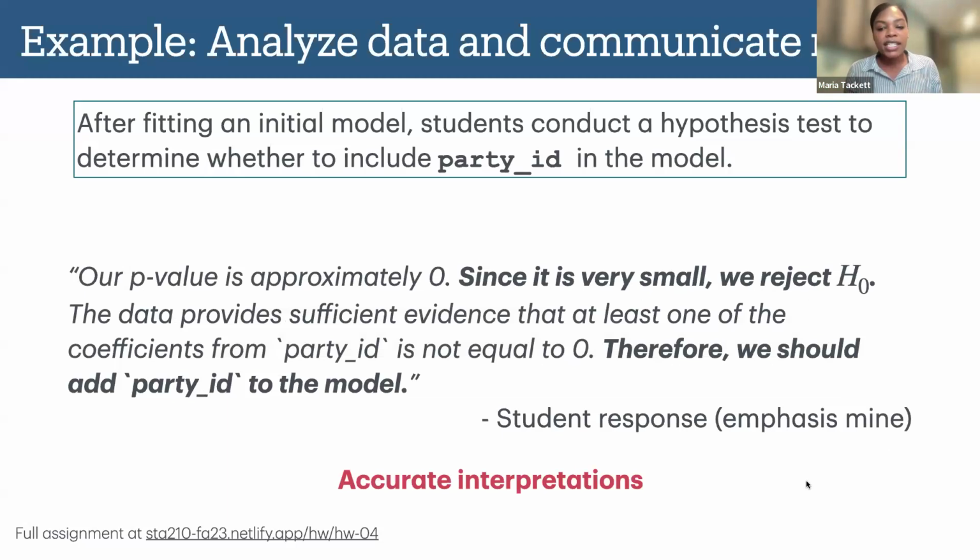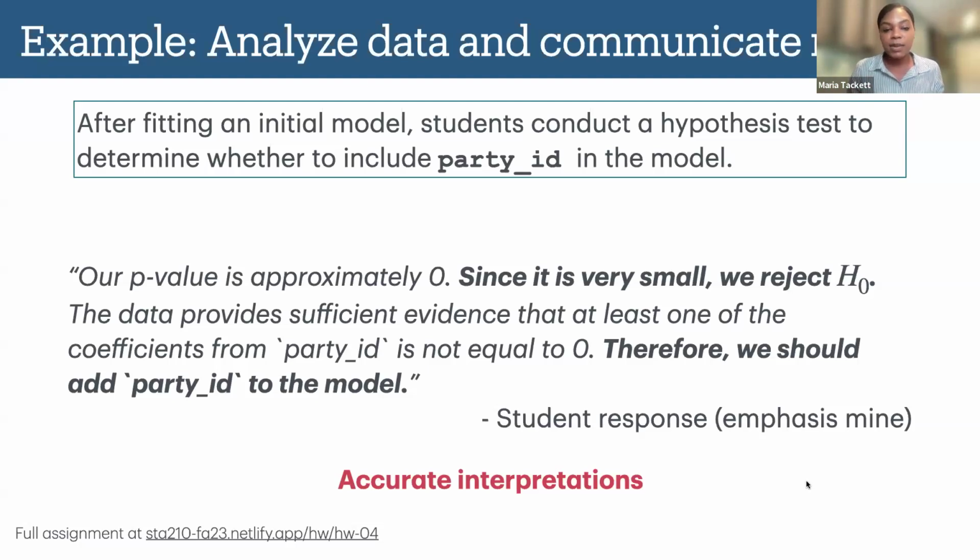And so then here is a student response, where the emphasis is mine. The student says, the p-value is approximately 0. Since it's very small, we reject the null hypothesis. The data provide evidence that at least one coefficient for party ID is not equal to 0, but ultimately we get to, okay, we should include it in the model. And so this is really the accurate interpretations and conclusions piece. Can the student take the statistical output and interpret it correctly and come up with a correct conclusion?